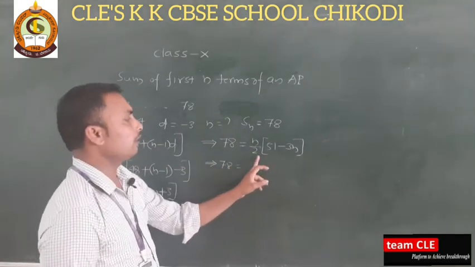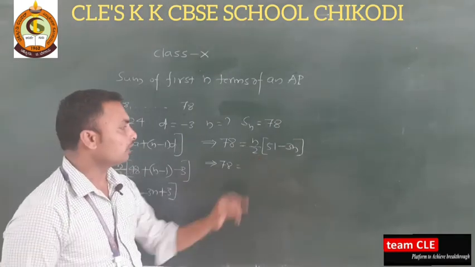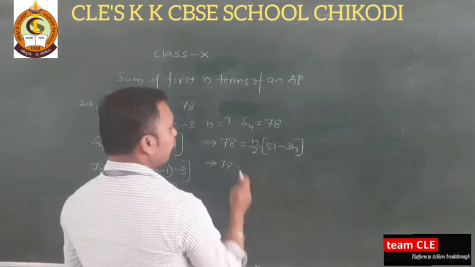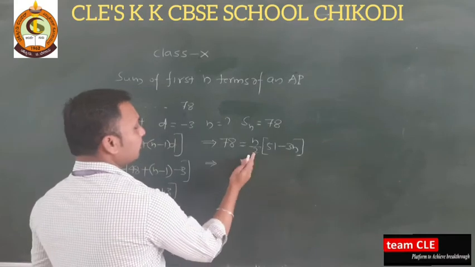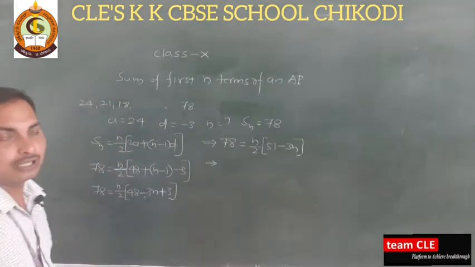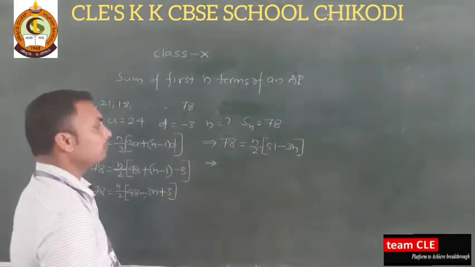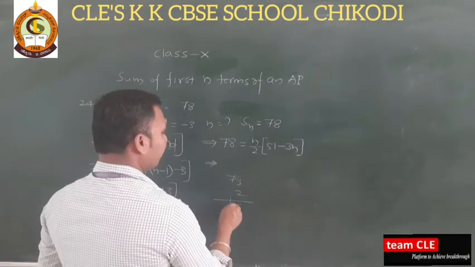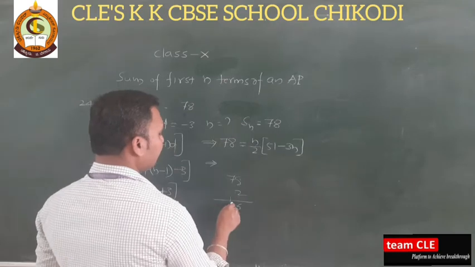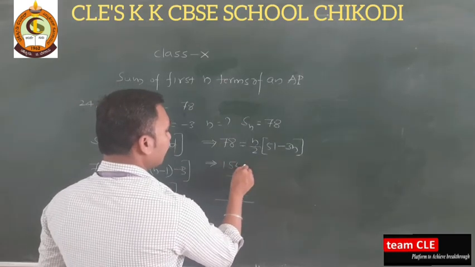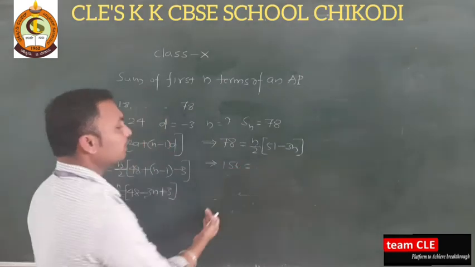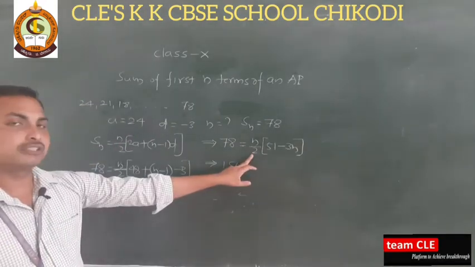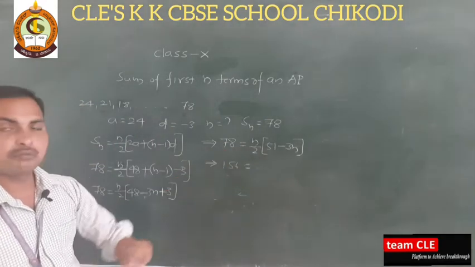Next, see here n by 2 is there. To eliminate this n by 2, we multiply: 78 into 2 is 156. We will get 156, isn't it? Division is there on this side, so it becomes multiplication on the other side.